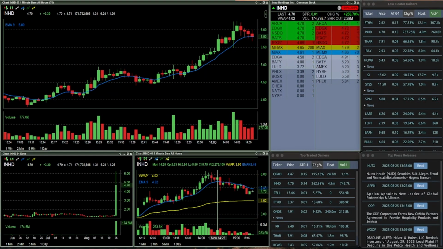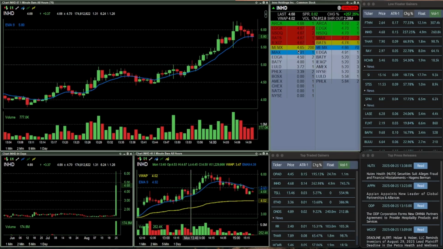Okay, let's go ahead and get into a level 2. If you look over here, this is the main chart. This is a 1 minute chart. If we look over to the right, you'll see that this area right up in here is a level 2. Right now I have INHD. I picked a slow moving stock so we can go over this and you can understand.